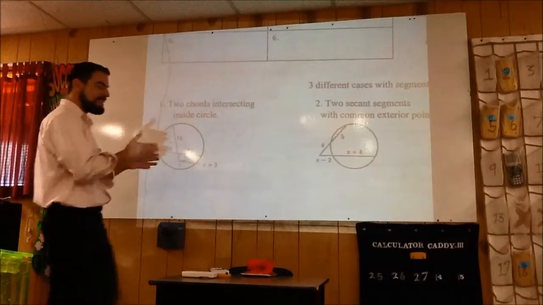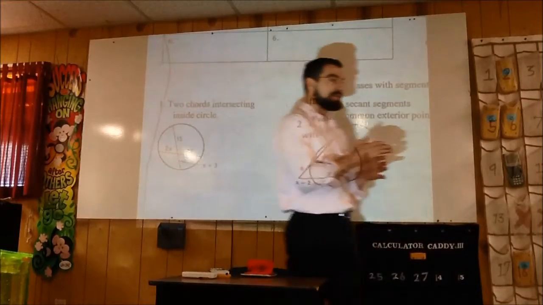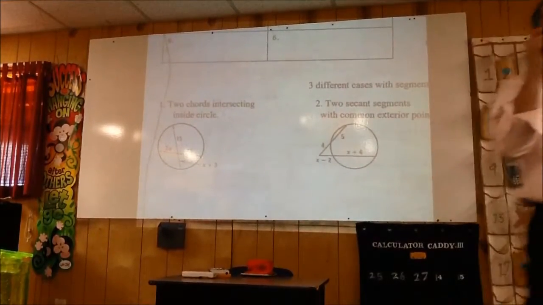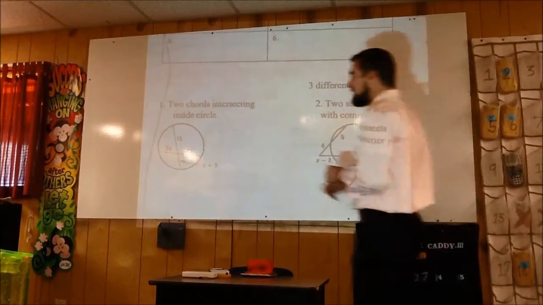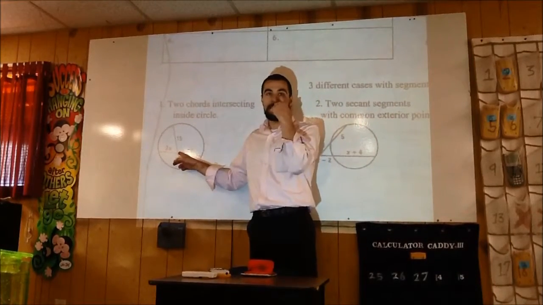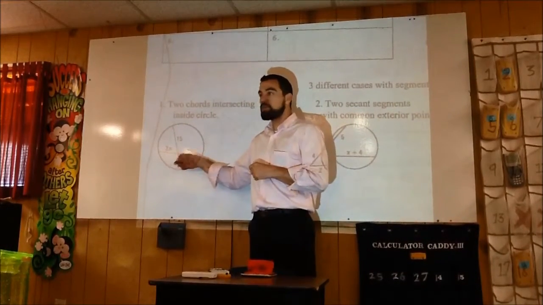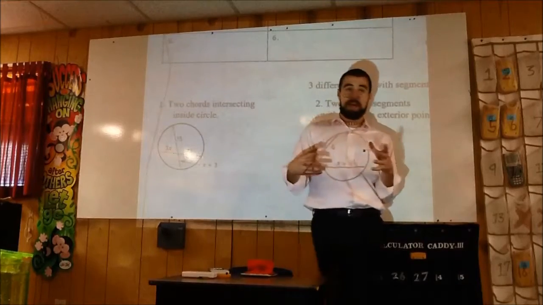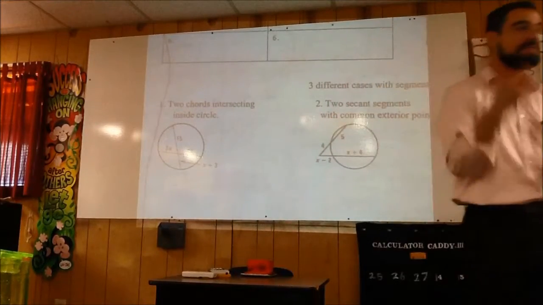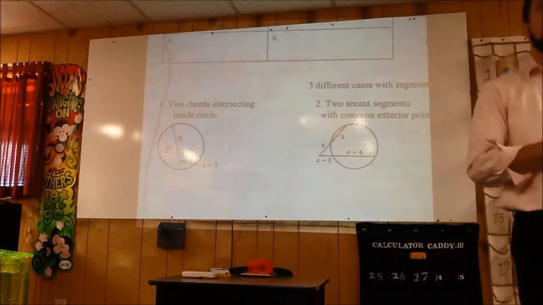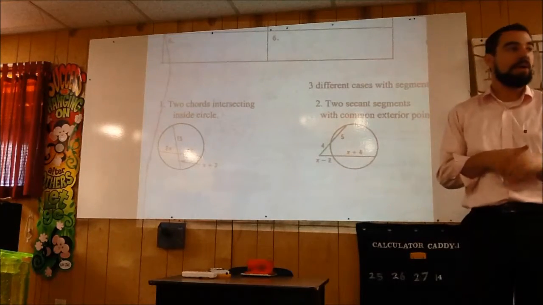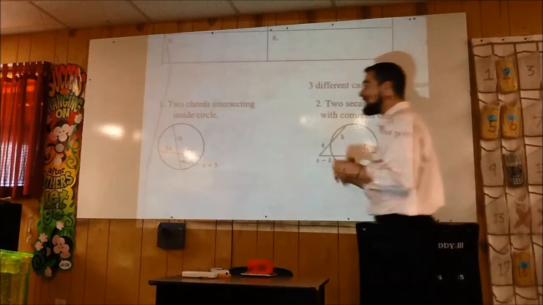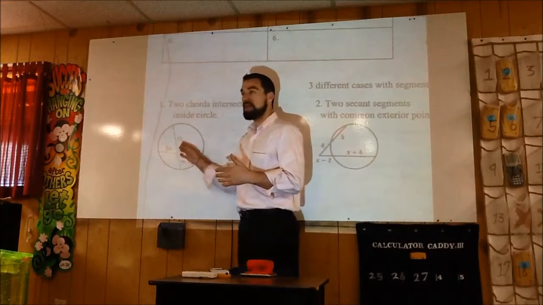Now we've seen this happen before, when two chords intersect, but we looked at the angle measurements and the intersected arcs. We said that if the vertex is inside, then that angle measurement is 1/2 the sum of those two intersected arcs. Now we're turning focus to looking at the lengths of these segments.